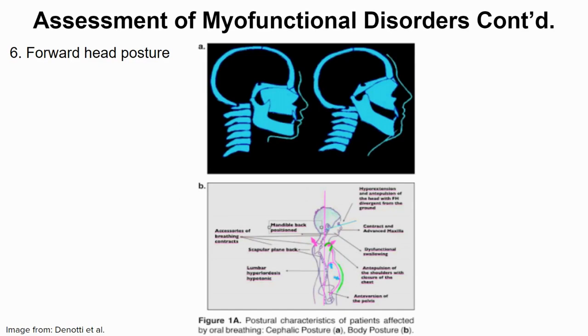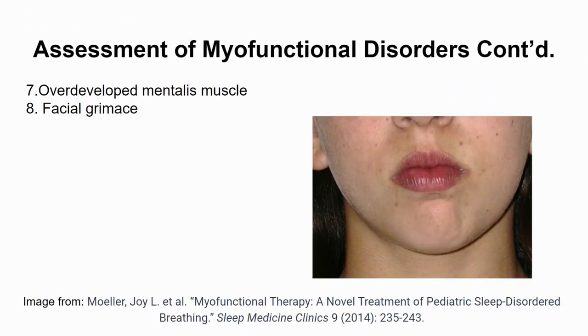Posture is also assessed, as having a forward head posture can indicate an airway impingement, as you can see on the picture. Postural characteristics of patients that are affected by oral breathing. Assessment of the orofacial muscles is also performed in order to make sure that everything is working uniformly. Having an overdeveloped mentalis muscle and or facial grimace may be an indication that there is an excessive circumoral movement, hence contributing to an excessive activity of the mentalis muscle, which will then contribute to an overdeveloped mentalis muscle.